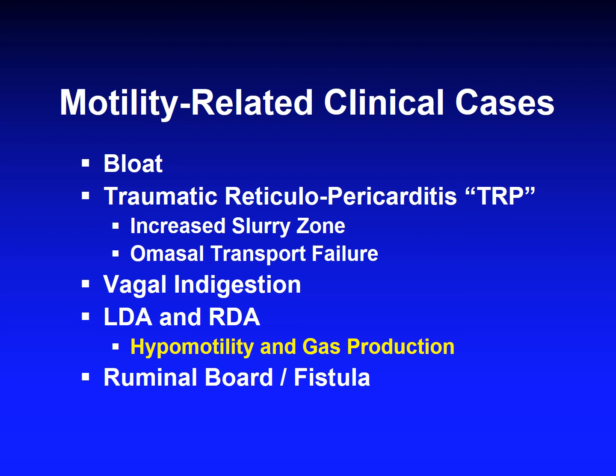Traumatic reticulo-pericarditis or TRP, another name for the disease is hardware disease, where you have a nail or wires that are puncturing between the reticulum and all the way to the pericardium of the heart, and this will basically decrease the motility pattern of the rumen, leading to increased slurry zone and omasal transport failure.